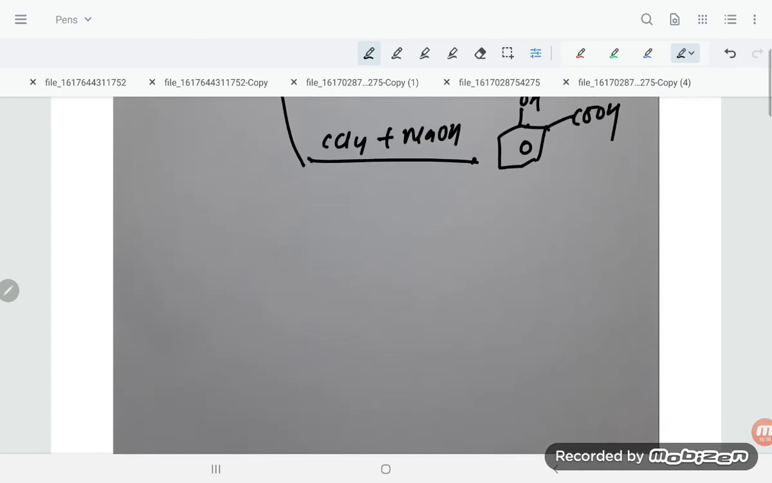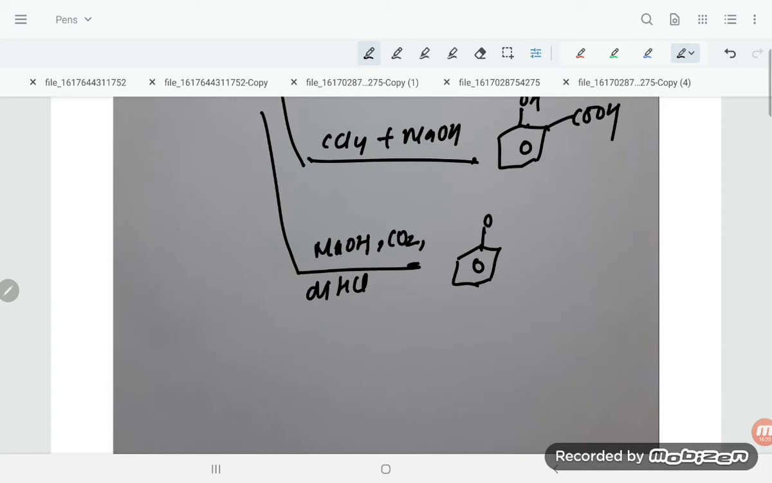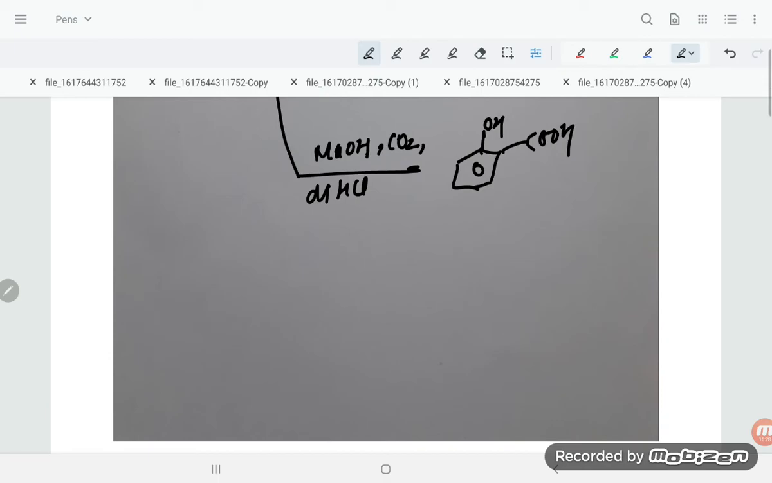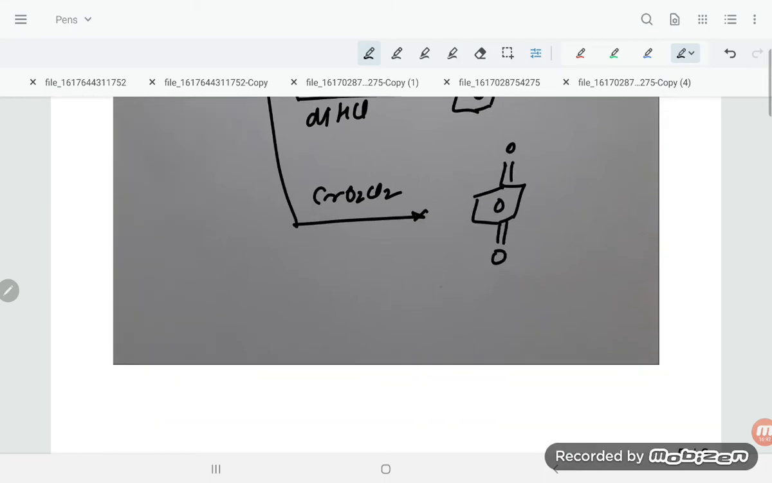Now we are going to study the Kolbe reaction. In the Kolbe reaction, if you are treating with NaOH, carbon dioxide and dilute HCl, from this you will get a carboxylic substituted product, that is salicylic acid. If you are taking chromyl chloride, CrO2Cl2, it will give benzoquinone, student. This is going to give benzoquinone. Okay, so this is all about the chemical properties of phenol.